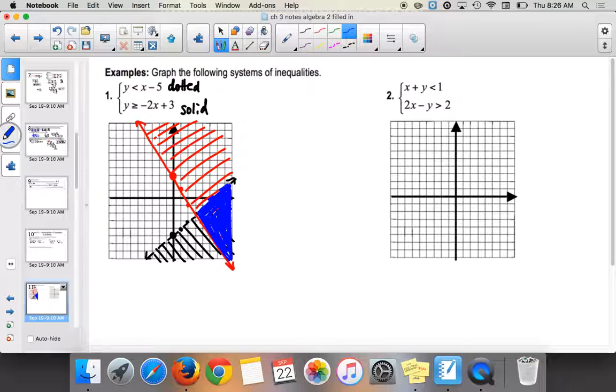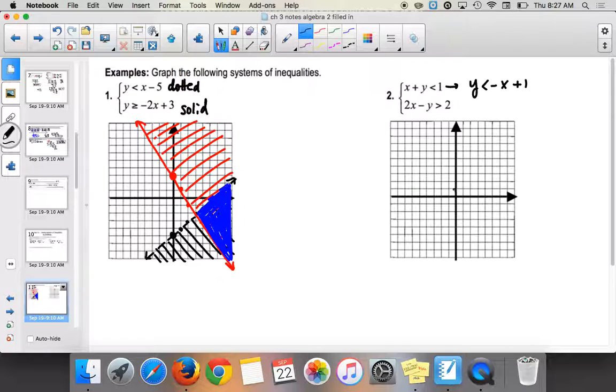All right, so these ones are not solved for y. So we could do the x-intercept, y-intercept method for these, or we could solve them for y. It's not a big deal. Just remember when we divide or multiply by a negative number, we have to flip the inequality sign, right? So this first one, we would have y is less than negative x plus 1. We just subtract the x to the right side.